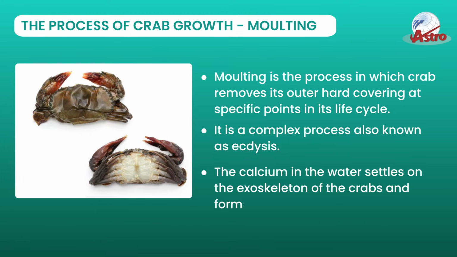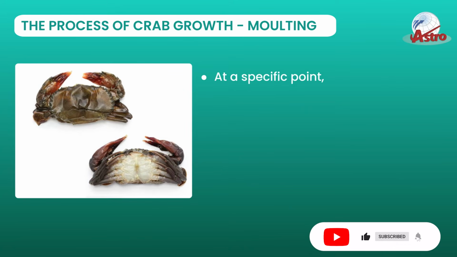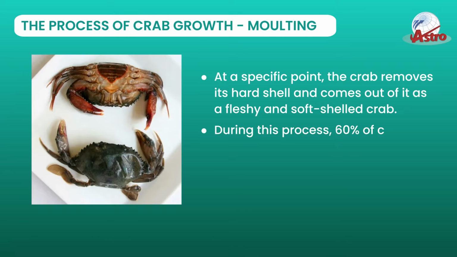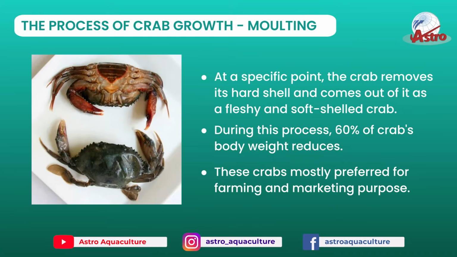The calcium in the water settles on the exoskeleton of the crabs and forms a rigid shell. At a specific point, the crab removes its hard shell and comes out of it as a fleshy and soft-shelled crab. During this process, 60% of the crab's body weight is reduced. These crabs are mostly preferred for farming and marketing purposes.